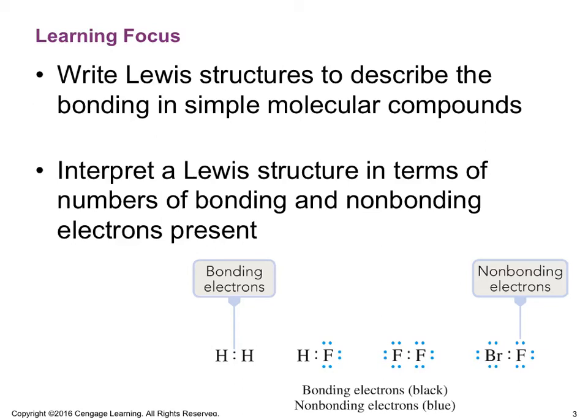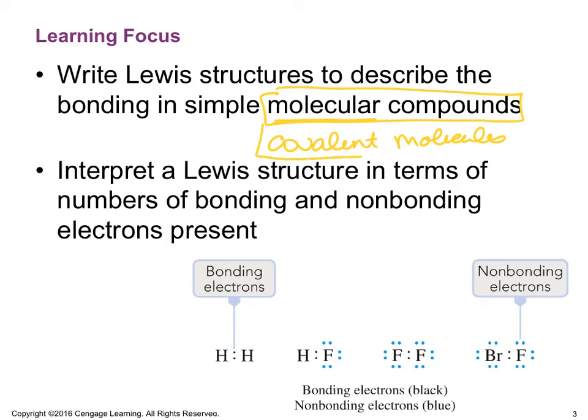In this video, we're going to talk about drawing Lewis structures for simple molecular compounds. And just as a quick note, molecular compounds and covalent molecules are the same thing. So those two terms are interchangeable, and I do have a tendency to bounce back and forth between them, as does the book. So do understand that both of those mean the same thing.